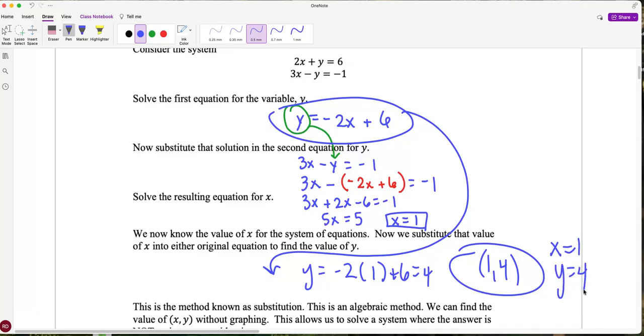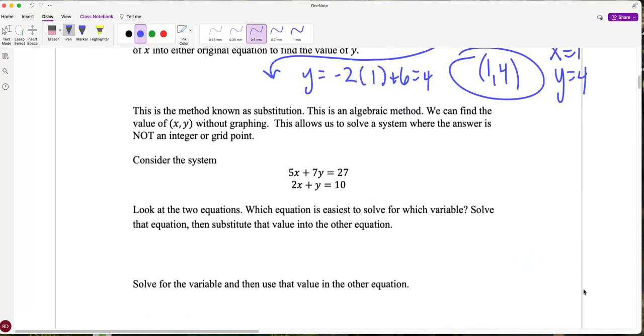Okay, let's double check this. If x is 1 and y is 4, you get 2 plus 4 is 6. In the other one, you get 3 minus 4 is negative 1. So it works. So this is the method called substitution. It's an algebraic method. We don't have to graph it. It allows us to solve a system where the answer could not be an integer or a grid point.